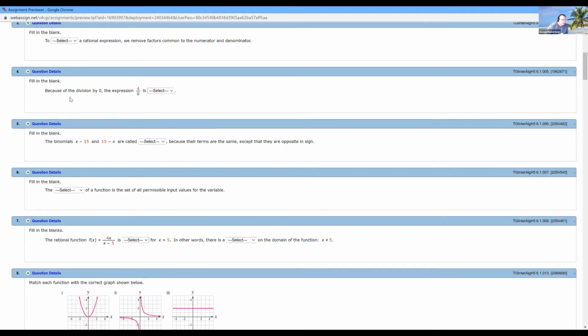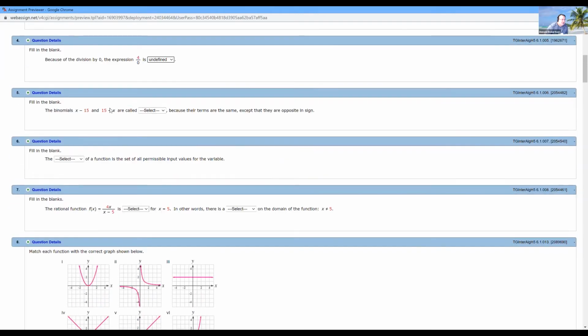Now, because of the division by 0, the expression 4 over 0 is? Undefined. Yep. Right, now do you notice that we're already at question 5 and we probably could have done all of them in a minute? Right, so far so good. They're going to slow down.